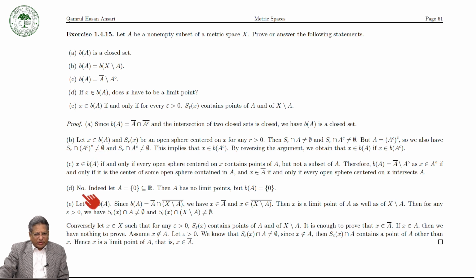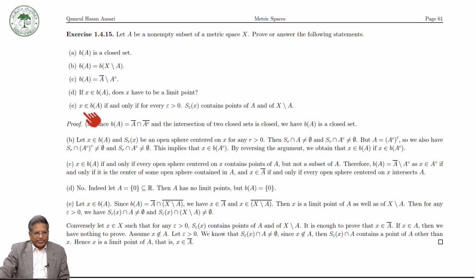How can we see that? You can consider the set A consisting of the singleton set {0}, which is a subset of R with the usual metric. Then A has no limit point, but the boundary of A is the singleton set {0}. So you can see that A has no limit point, but the boundary of A is equal to {0}. So the boundary point may not be a limit point.